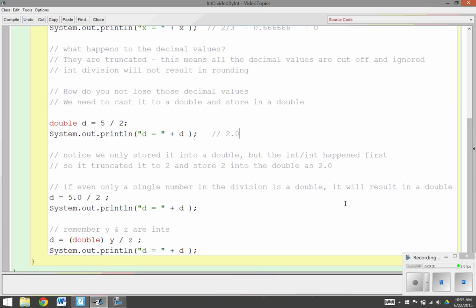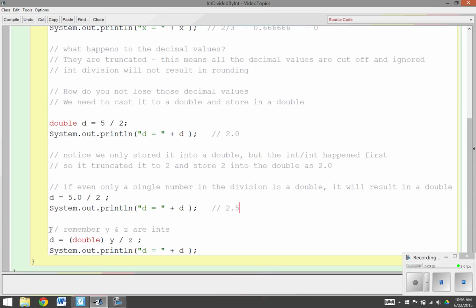So even though 5 divided by 2 gives us 2.5, we know that 5 divided by 2 is an int divided by an int, so it gives us 2, which we store into a double and it becomes 2.0. If we change a single one of these numbers in the division to a double, the result is a double. So here, 5.0 divided by 2 finally gives us our 2.5.